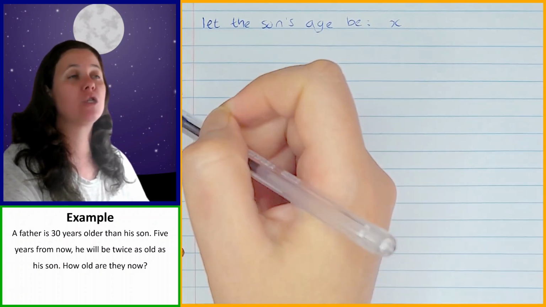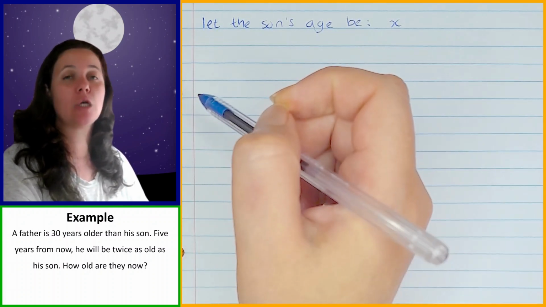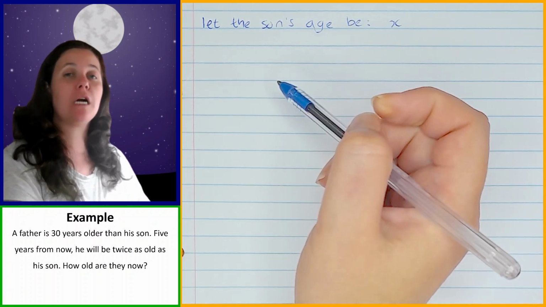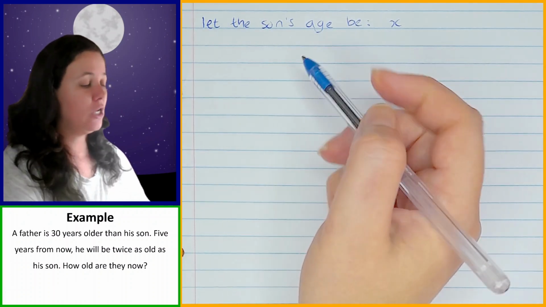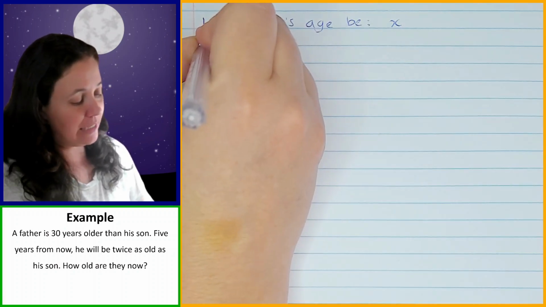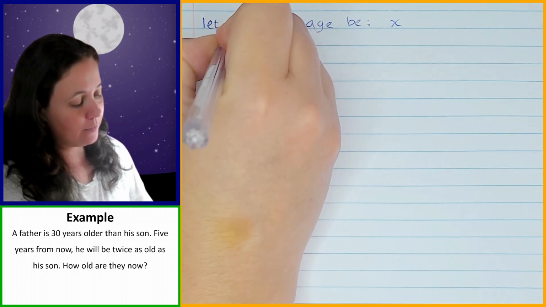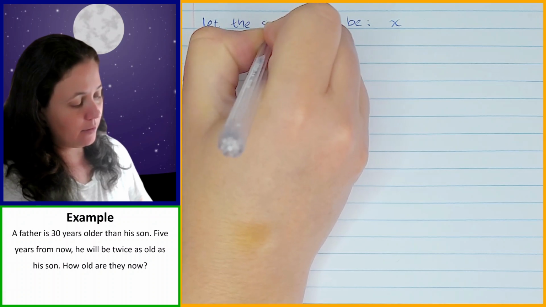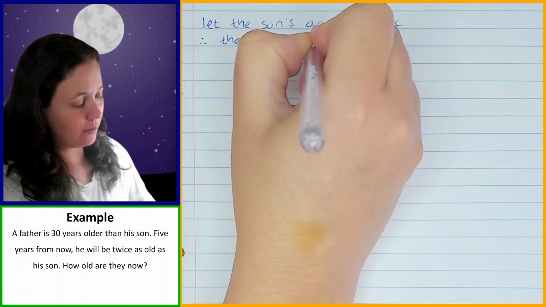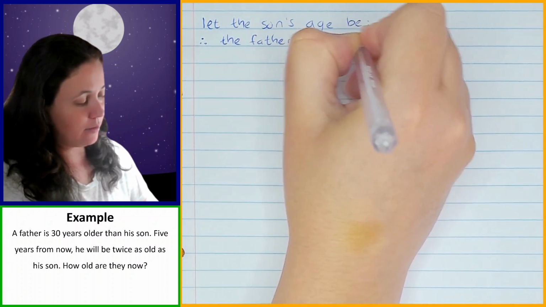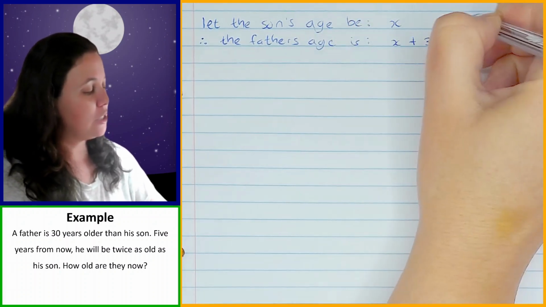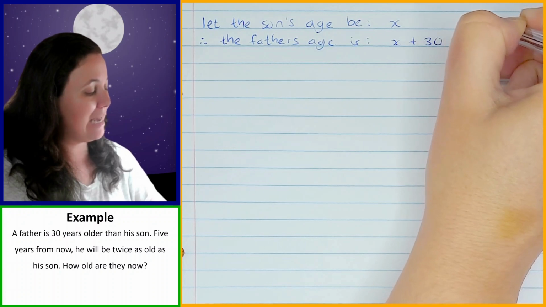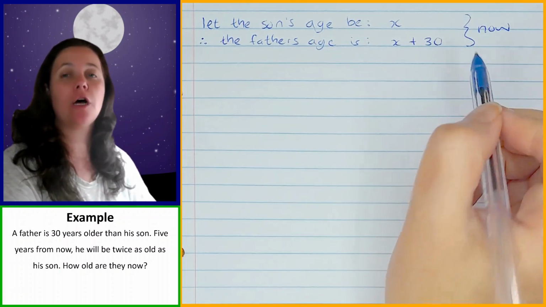So we were told that the father is 30 years older than the son. So to work out how old the father is, we take the son's age and we add 30. So therefore the father's age is going to be x plus 30. So this over here is now. That's how old they are now.